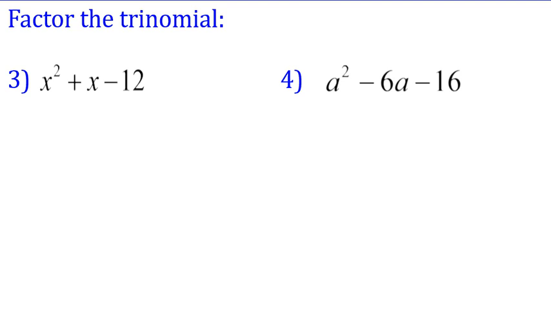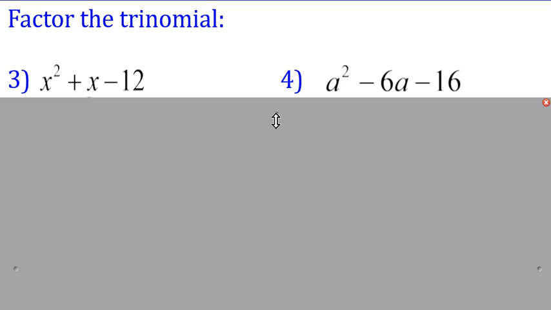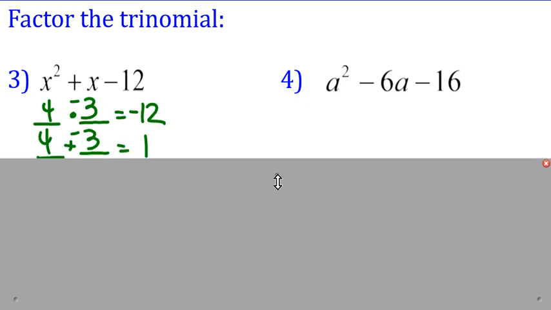Let's see if we can factor these 2 trinomials. Again, for number 3, look to see if it has a greatest common factor. And right now that's 1, so then we'll go to the second step, thinking about what times what gives us negative 12 and what plus what gives us 1. We know a 4 and a negative 3 would accomplish both of those goals.